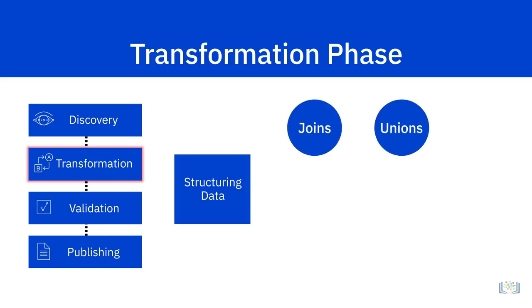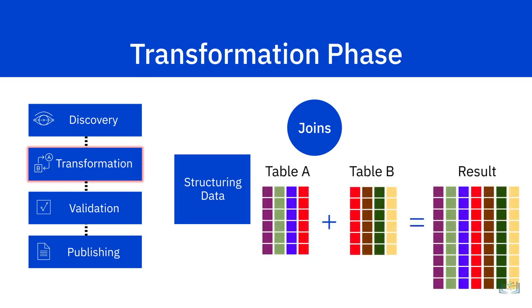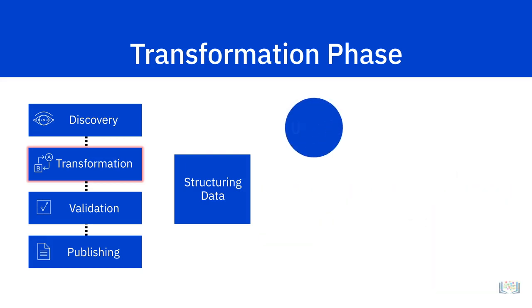Joins and unions are the most common structural transformations used to combine data from one or more tables. How they combine the data is different. Joins combine columns. When two tables are joined together, columns from the first source table are combined with columns from the second source table in the same row. So each row in the resultant table contains columns from both tables.